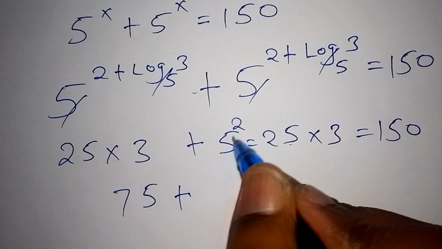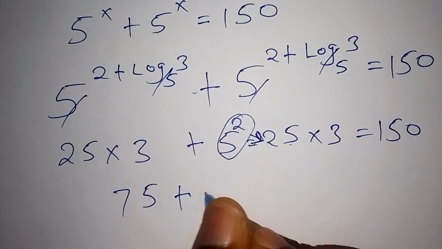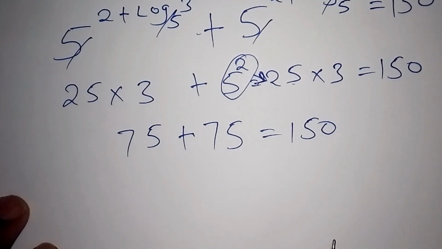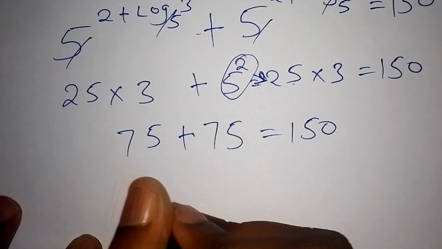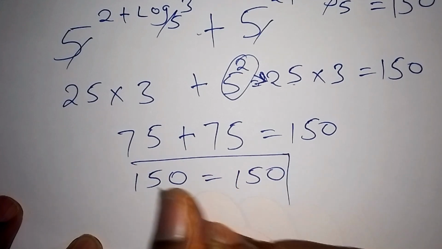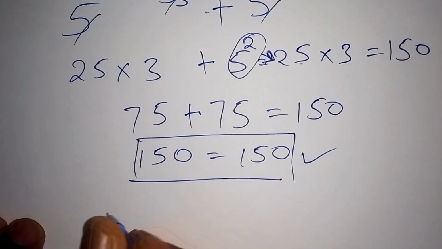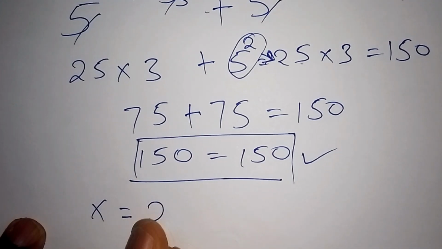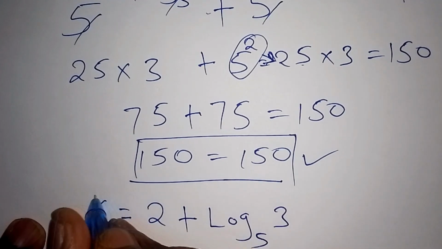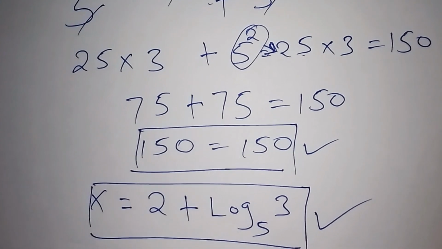Remember that 5 to the power of 2 was equivalent to 25. So 25 times 3 is 75, is equal to 150. From there, 75 plus 75 is 150, which is equal to 150. So our answer is correct. It is correct when we say that x is equal to 2 plus the log of 3 to the base of 5. This is our correct answer, and we have proved that it is indeed correct.